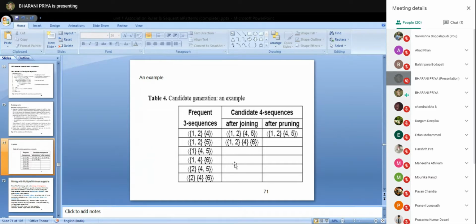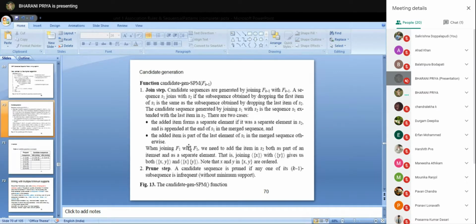Try to check with 1, 2, 4, 6. What are the item sets to be joined to get 1, 2, 4, 6? First and last item set. Okay, right, so you have understood. Then pruning is similar. A candidate sequence is pruned if a k-1 subsequence is infrequent.